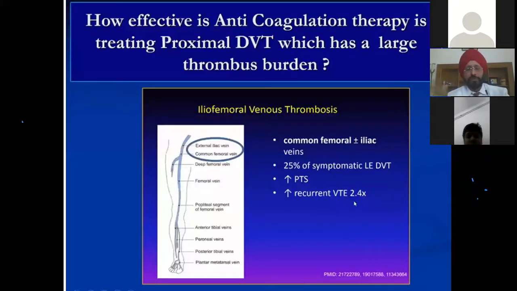Now, this was about treating DVT as such, but now we came across some cases, for example, where there's a large load of clot, where there's a proximal venous thrombus, like iliofemoral. Here, number one, risk of pulmonary embolism is high. Number two, risk of post-thrombotic syndrome, destruction of the valves, and risk of recurrence is very high.